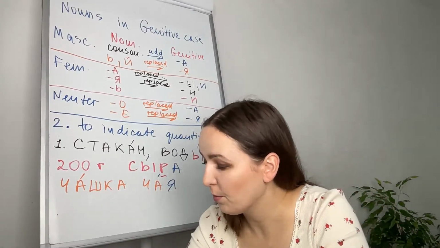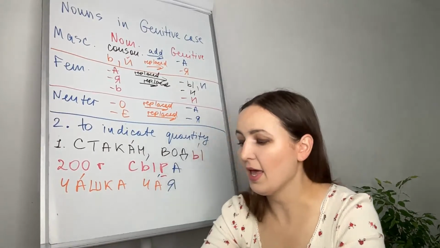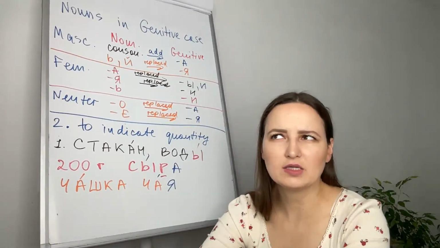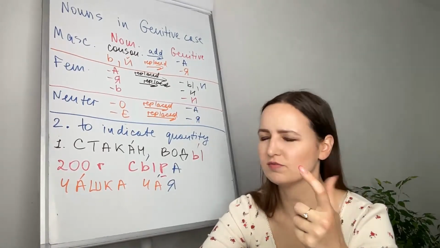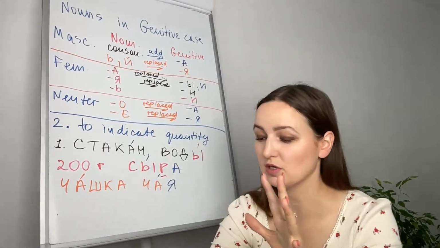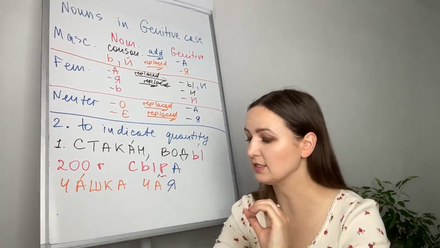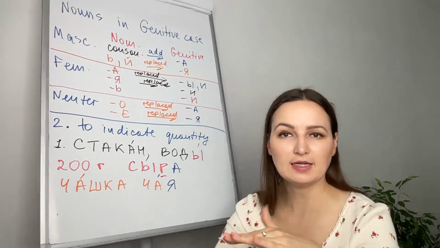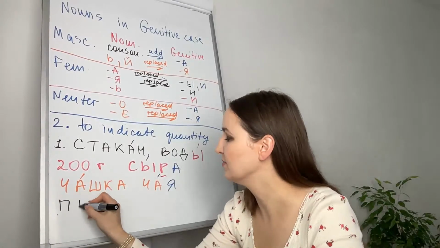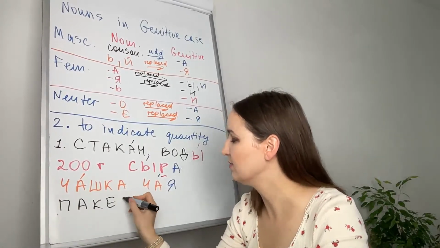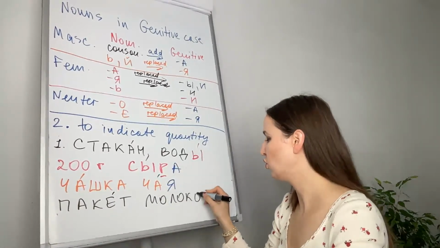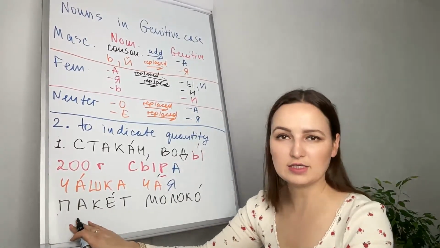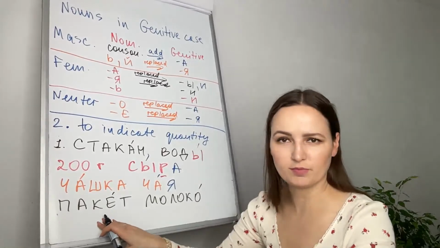Дальше. Pocket of milk. Do you say pocket, or I'm not sure in English how we say it correctly. In Russian it is пакет and of milk. Пакет and молоко. Молоко. Again, I indicated quantity. It's only 1 pocket.